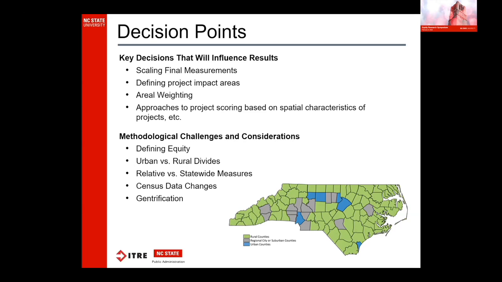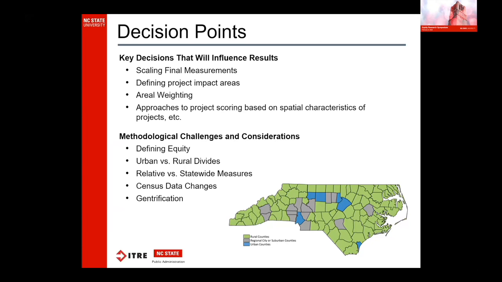If a path runs through a set of neighborhoods, for instance, there are different ways that we can consider how to score the relationship that path has to those different neighborhoods. There are some methodological challenges and considerations as well that we're still working through and building menus for. One is defining equity, right?